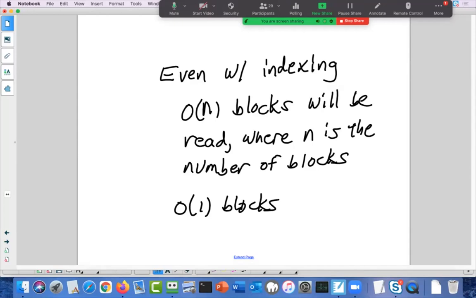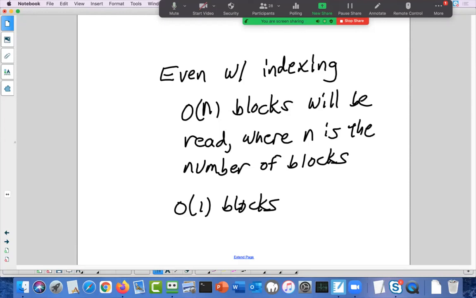So that may be another way of thinking about it: even if you use the index, if you end up reading basically all the blocks in the file, the index is worthless. Whereas if it can restrict the number of blocks read to basically a constant number, then it's worthwhile.